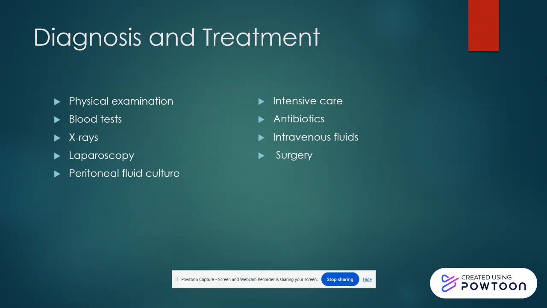And you also need a peritoneal fluid culture, which is a sample of fluid taken and examined for signs of infection. Treatment is usually hospitalization in an intensive care unit because of the severity of this condition. You'll be given antibiotics tailored to the specific bacteria causing the infection. You'll be given intravenous fluids to rehydrate your body and replace the electrolytes. And in some cases, you'll need surgery to repair the ruptured organ and to wash out the abdominal cavity of blood and pus.